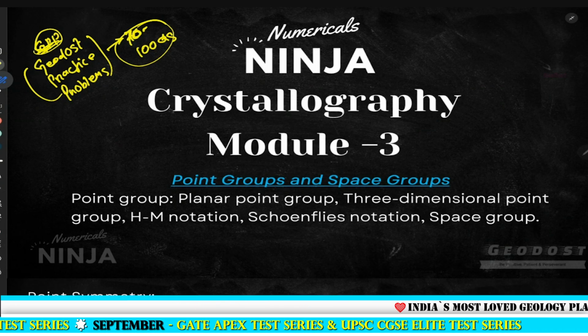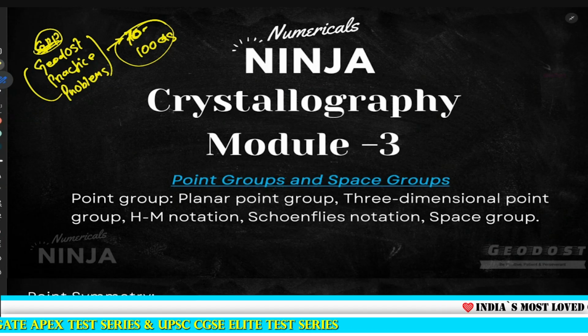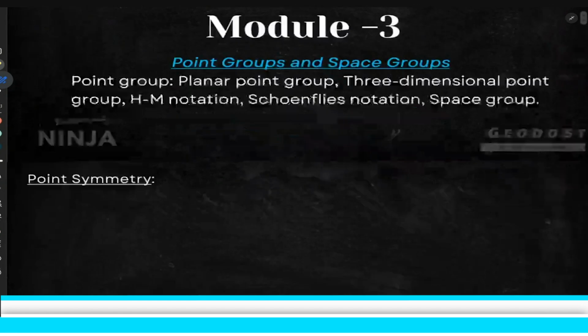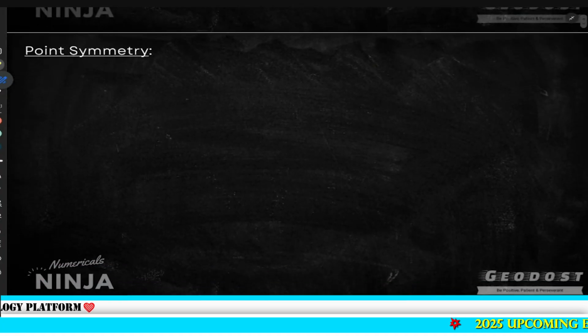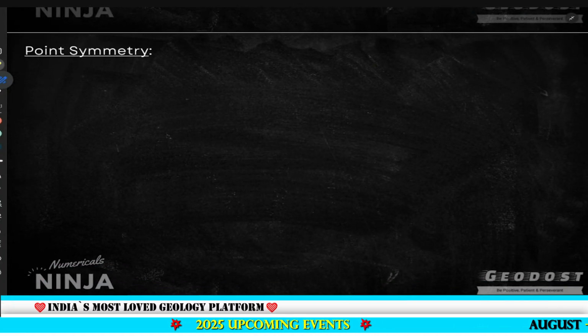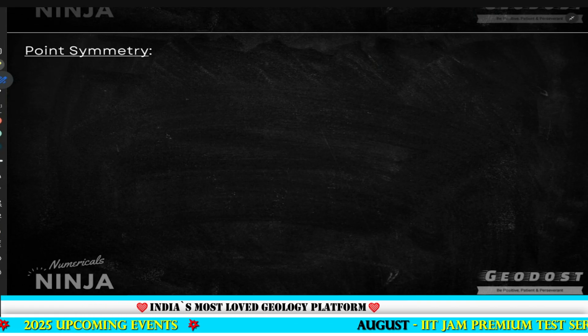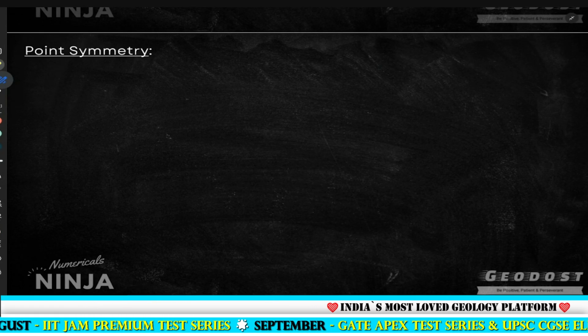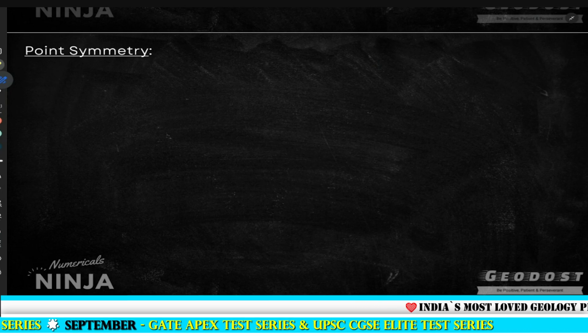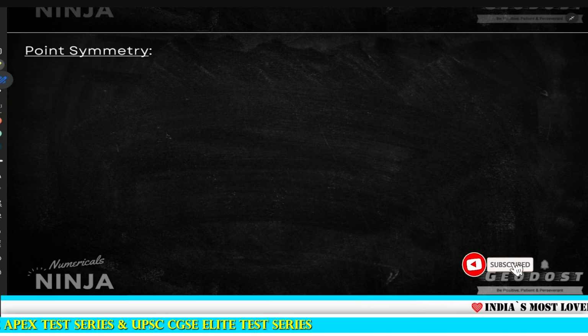Okay, so now I am going to start module 3. We have less time today because I was already delayed. So, point group. Before coming to the point group, we have left the point symmetry part, so let us do point symmetry first and then we will start the point group. So, what is symmetry?